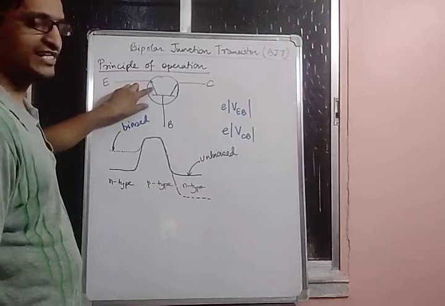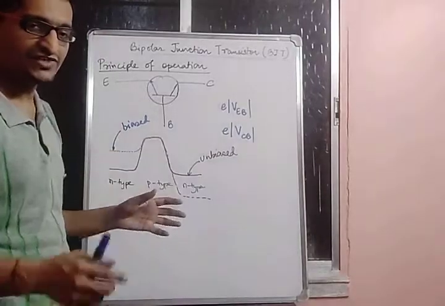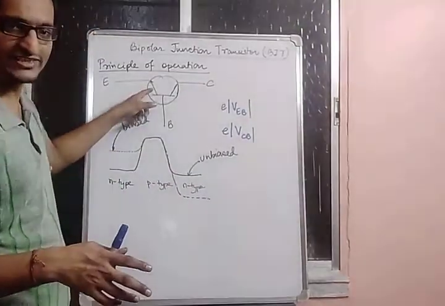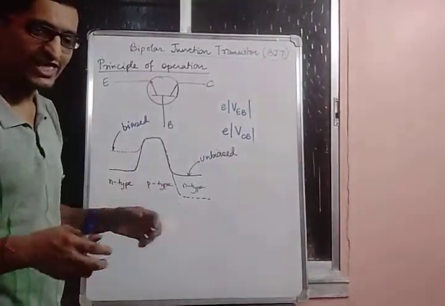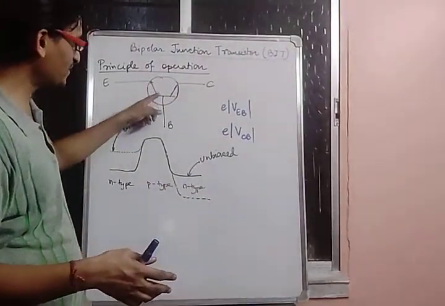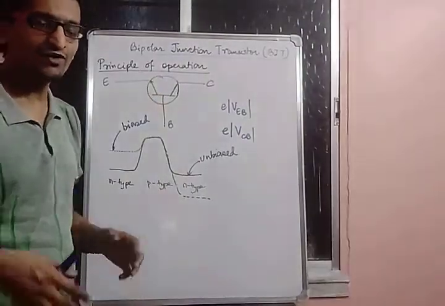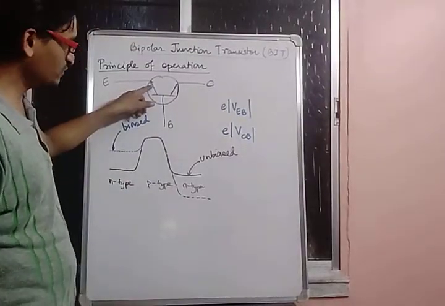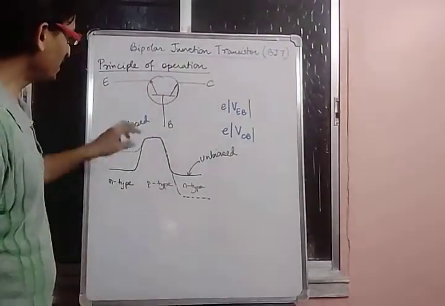Since this emitter region is highly doped, what will happen? This emitter layer is an N-type layer, so it is rich in electrons. Since it is rich in electrons, it will give some electrons to the base region. For that reason, it is basically called an emitter layer. So your electrons will flow from the emitter layer to the base region.